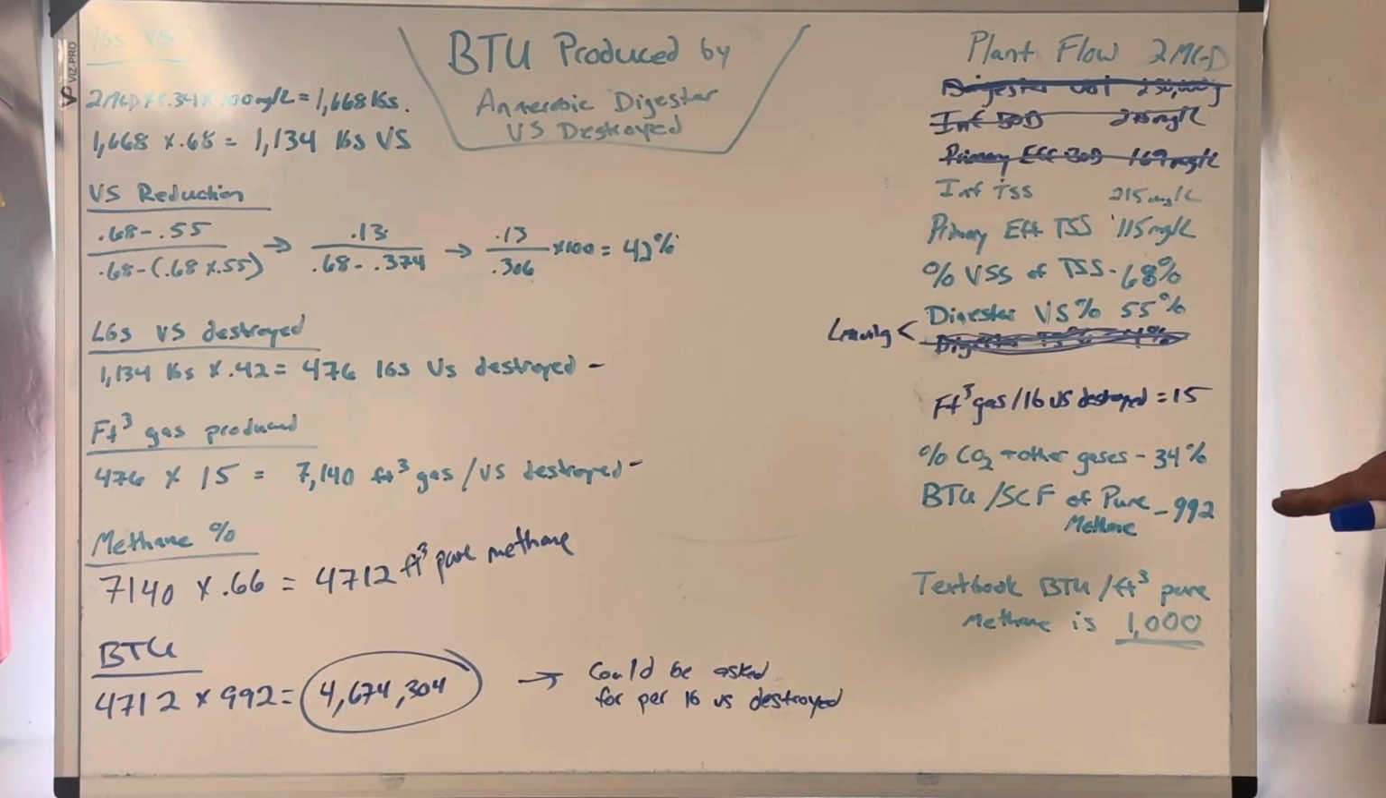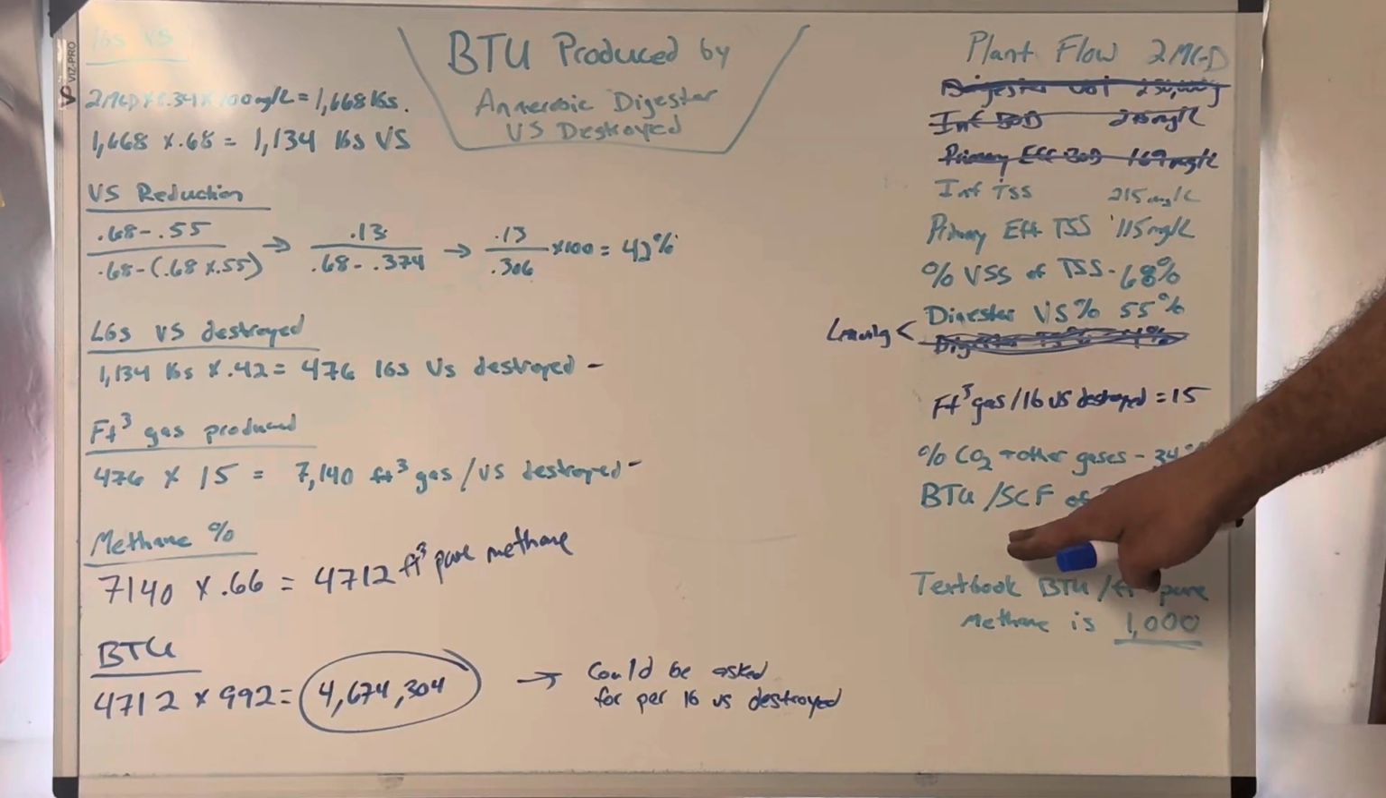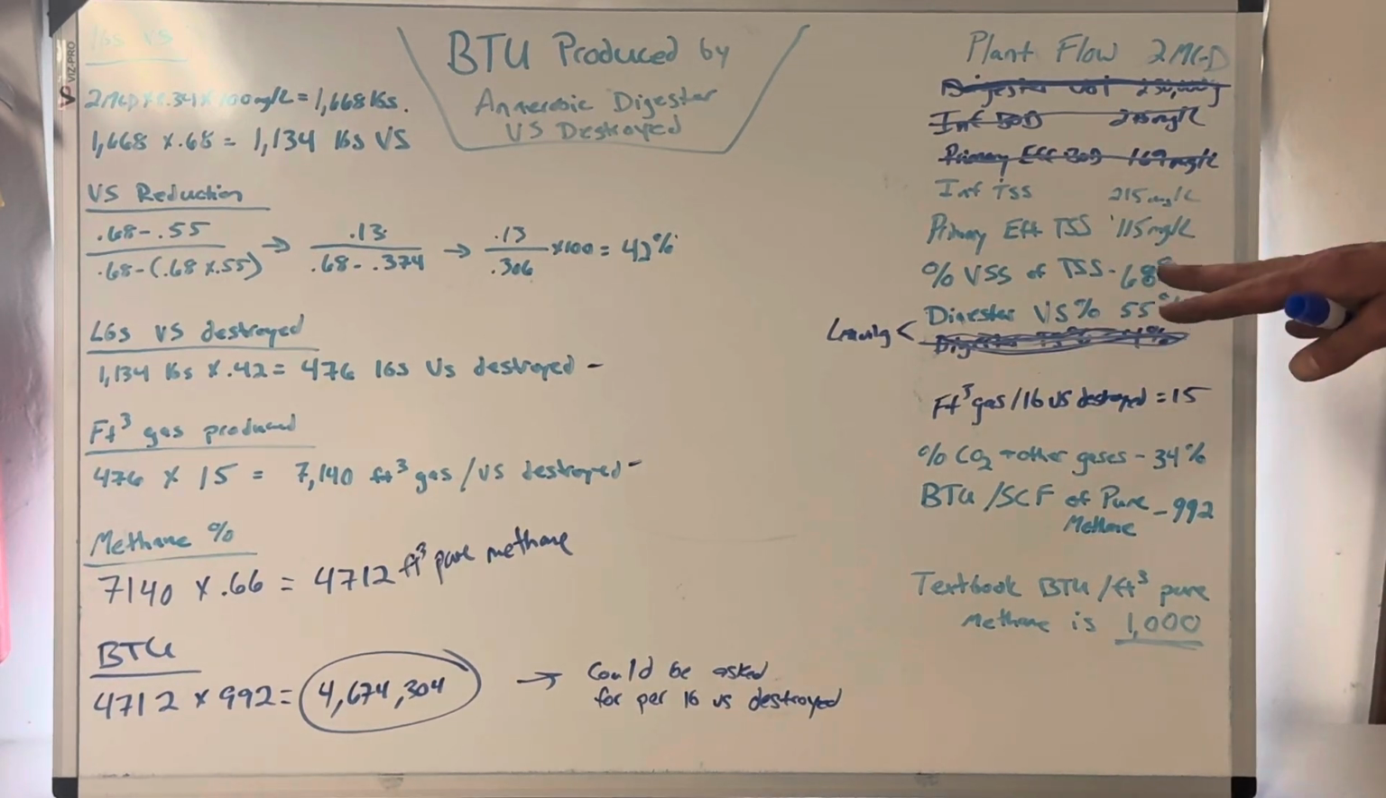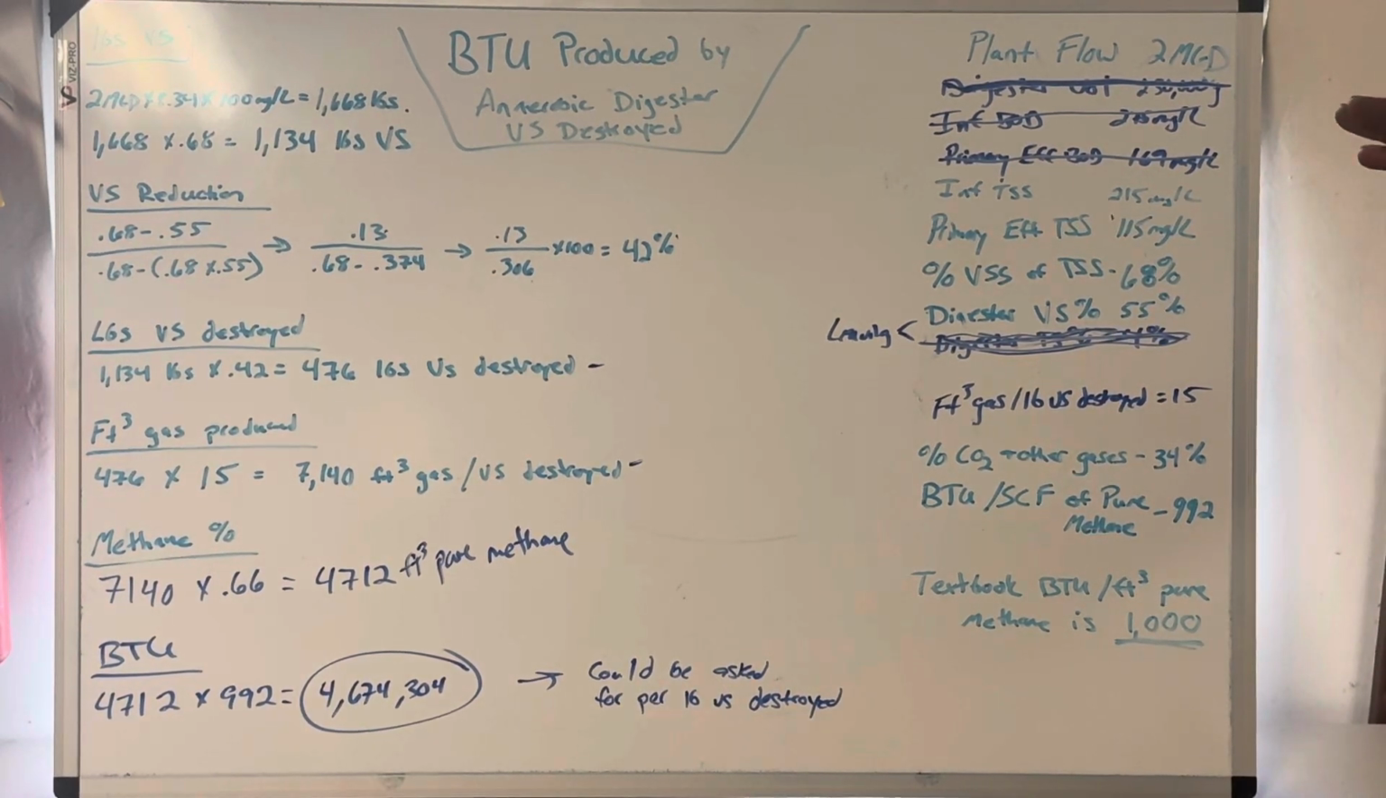So we're going to come over here and see how many BTUs of pure methane, and it's per standard cubic foot. You'll see it written SCF. That just means cubic feet. Don't let it throw you off. SCF is standard cubic foot. It is 992. If they don't list the number here, you should assume it's 1,000. So the textbook BTU per cubic foot of pure methane is 1,000 BTU. But what they're going to do instead is give you a plus or minus 8 or 9 or maybe 20, just to make the math more fun, I guess.